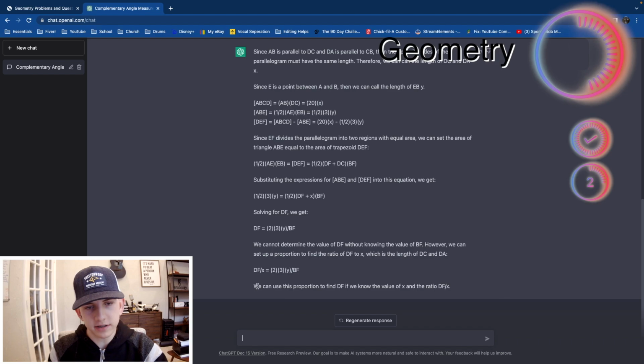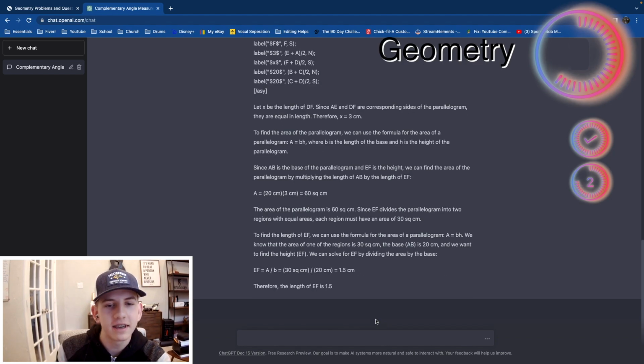The final sentence says we can use this property to find DF if we know the value of x and the ratio DF divided by x. I don't see any answer to this. I've read it over a few times. I don't see any answer. The closest thing I see is right here. It says solving for DF, we get DF and all that. So I'm going to push regenerate response and see if it actually gives me the answer this time.